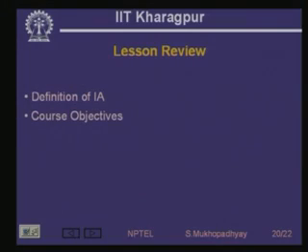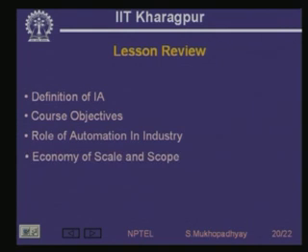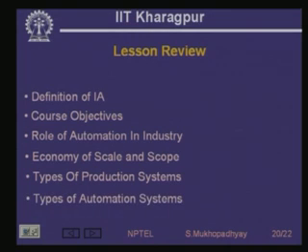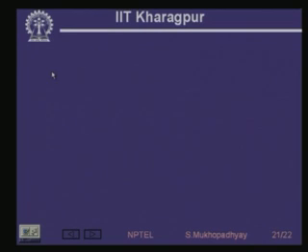Then we have defined our course objectives, we have underlined the role of automation in industry and how it can help you earn profits. We have distinguished between economy of scale and scope. We have shown the various types of production systems and their different types of automation systems. So, this is what we have done in brief.